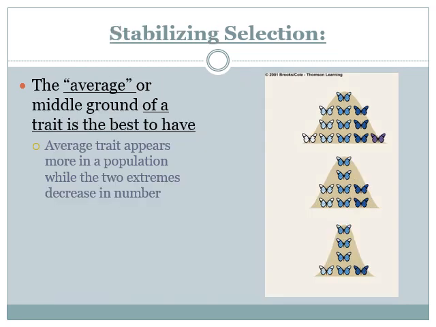Next is called a stabilizing selection. A stabilizing selection is where the average, or mean, the middle ground of a trait, is selected as the best to have. So in this case, the average trait is the best one to have in a population. Meanwhile, the number of extremes, in this case the white and the purple, decrease. So the average trait appears more in a population, while the two extremes decrease in number. In this case, with the blue being 100% completely dominant here and the white and purple being eliminated completely.